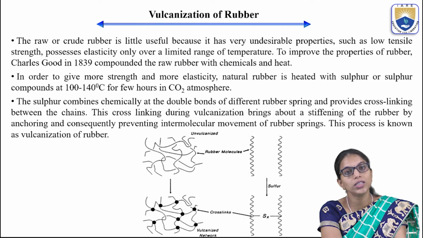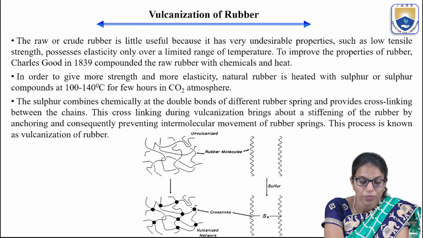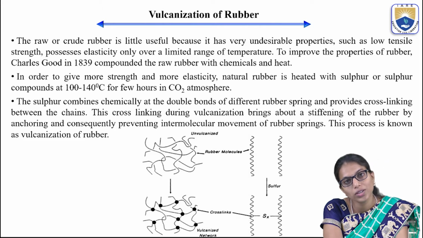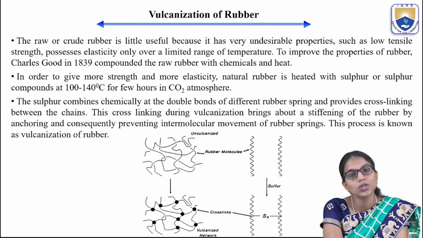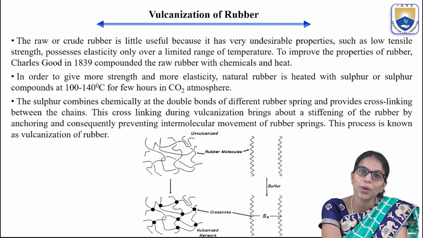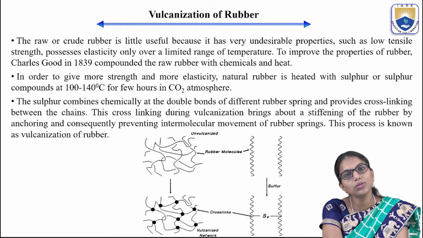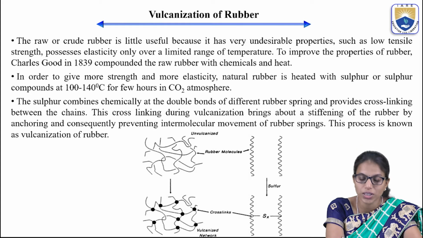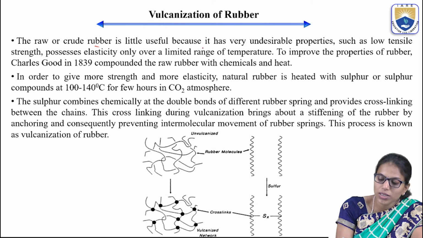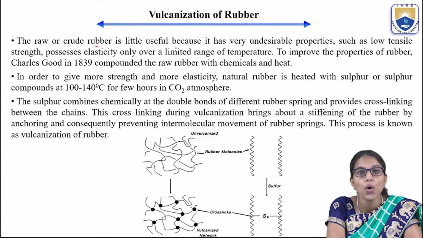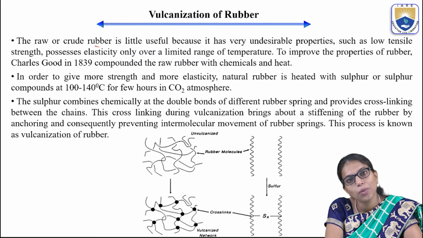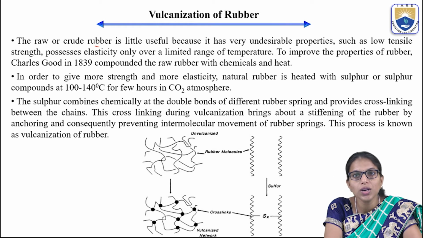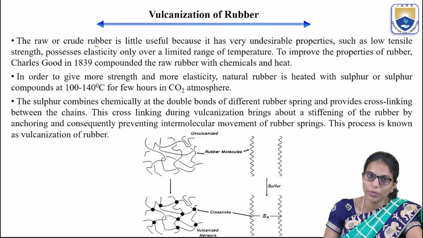Now coming to the details of vulcanization of rubber. As we know the meaning of vulcanization, we add sulfur, in the presence of sulfur at 140 degrees centigrade in a carbon dioxide atmosphere. Now coming to some history behind vulcanization. Raw or crude rubber is of little use because it has very undesirable properties such as low tensile strength, and it possesses elasticity only over a limited range of temperature.